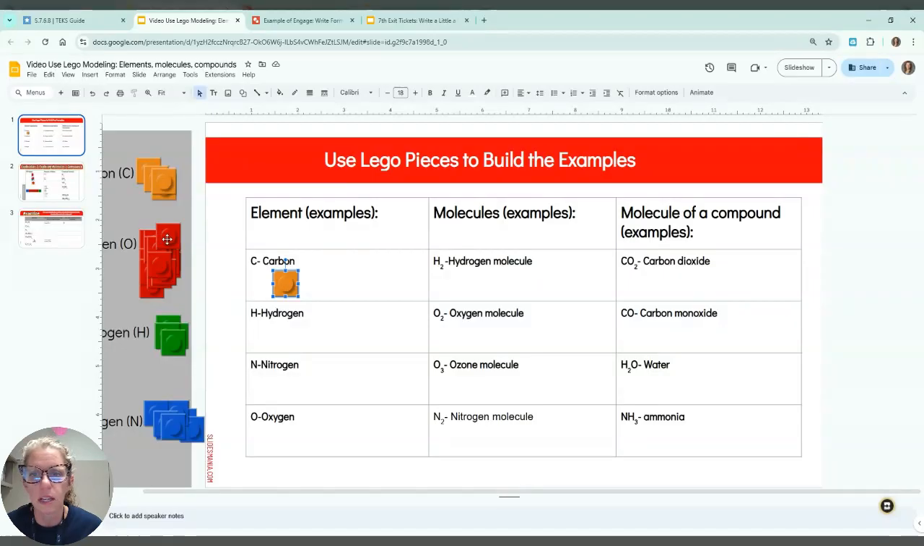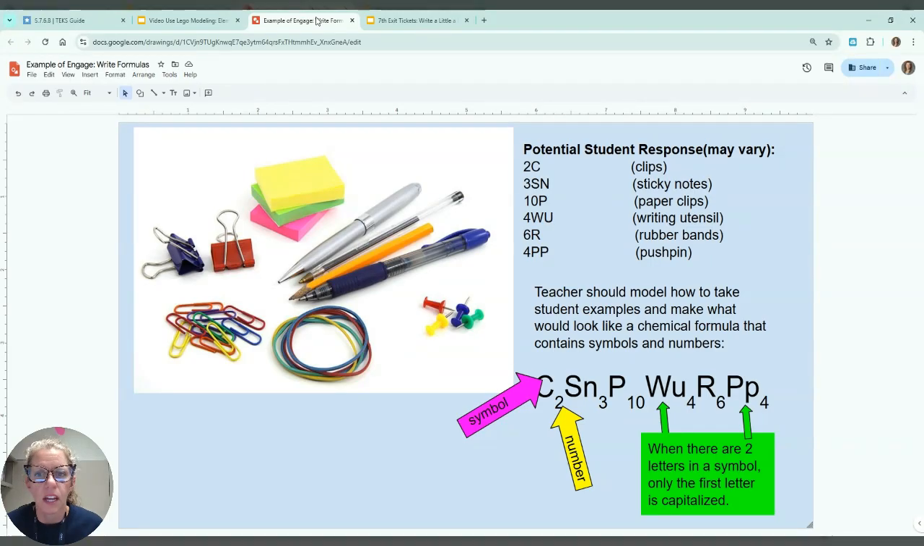If you give them a few examples, then they should be able to drag the different Lego pieces using the key, and they'll need a little pre-knowledge about subscripts before they do this. But there was the engage activity that we did. It doesn't have to be office supplies, but any supplies that you can give them in a baggie or something, and then they can come up with some formula or symbols and numbers that represent what was in the bag.